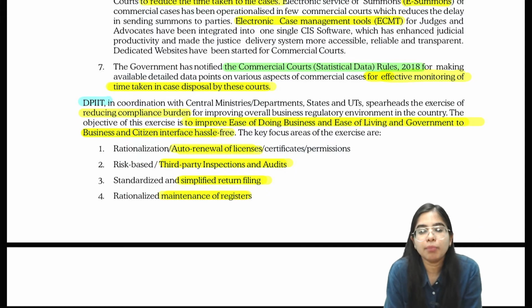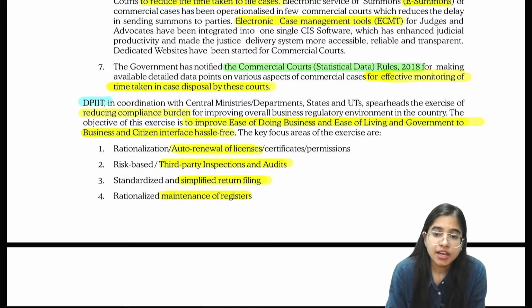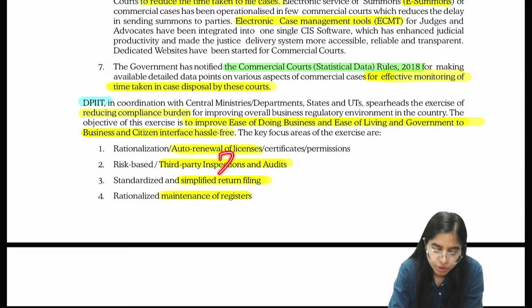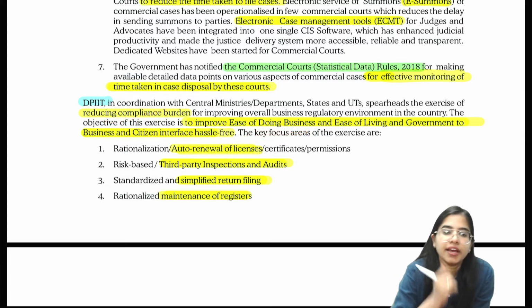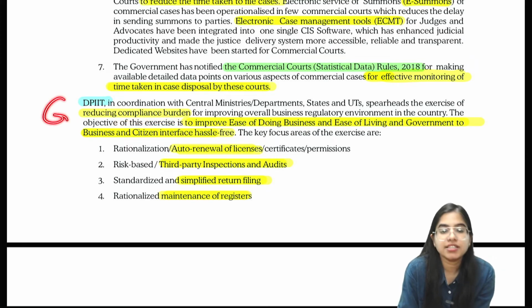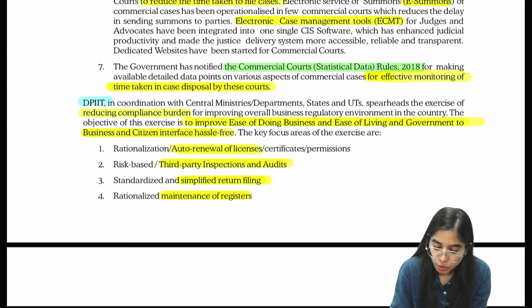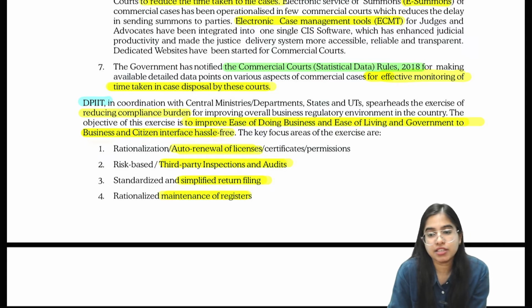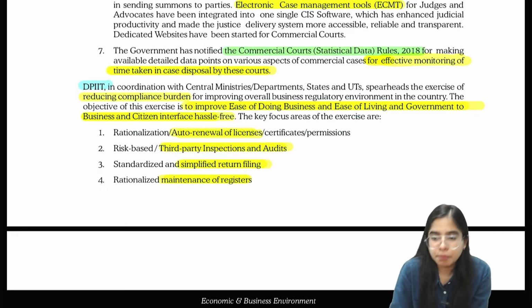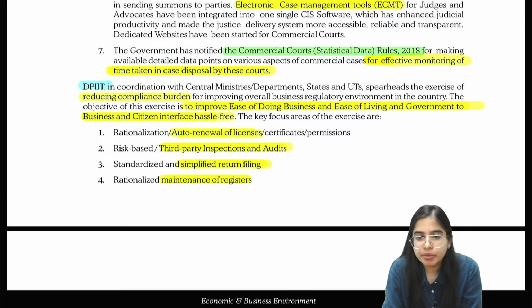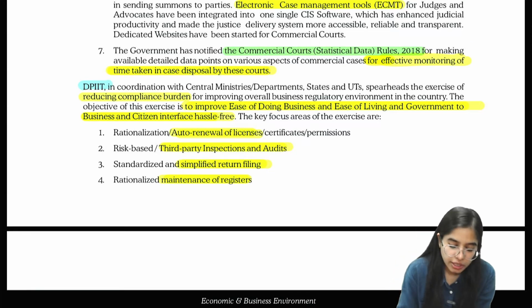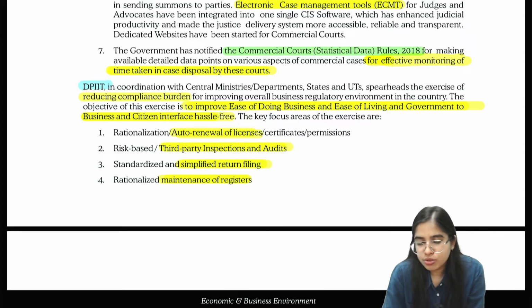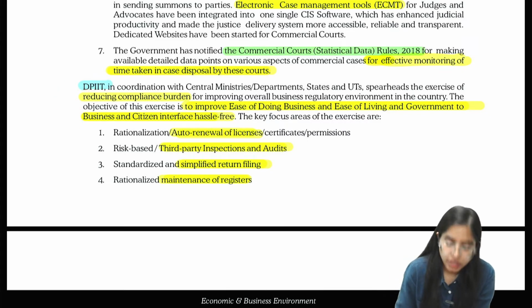Now, again, one more initiative by DPIIT. DPIIT has introduced some schemes for improving ease of doing business and reducing the compliance burden on companies and businesses. DPIIT has taken some steps to promote ease of doing business and ease of living, and to make the government to business and citizen interface hassle free, so that people will be able to interact with the government in a better way. So DPIIT has taken some initiatives to reduce compliance burden and promote ease of doing business.